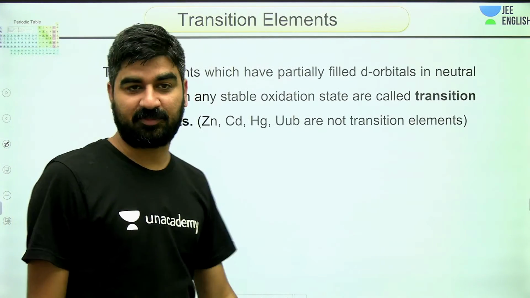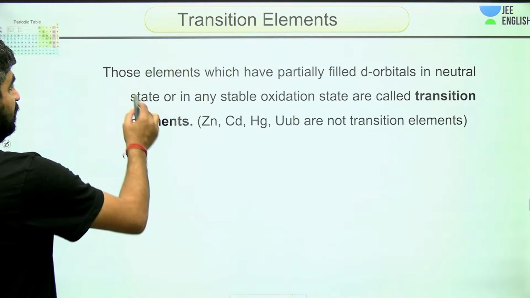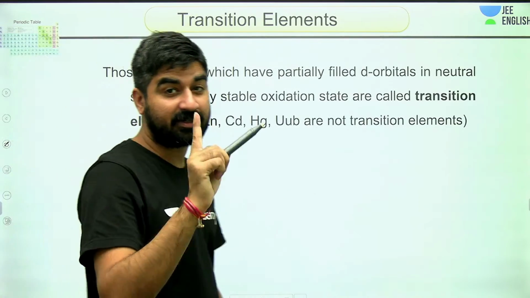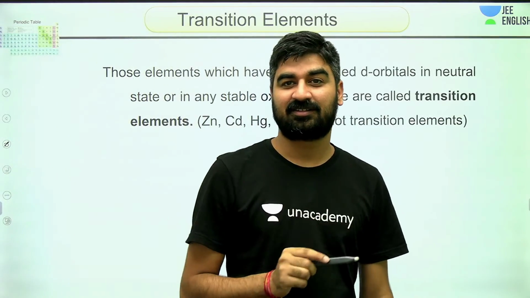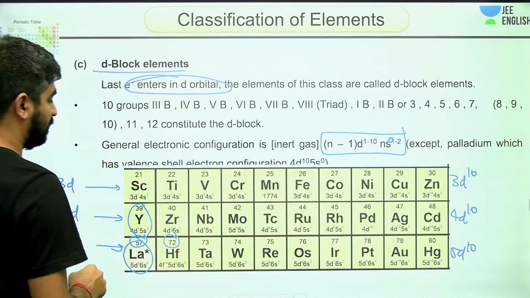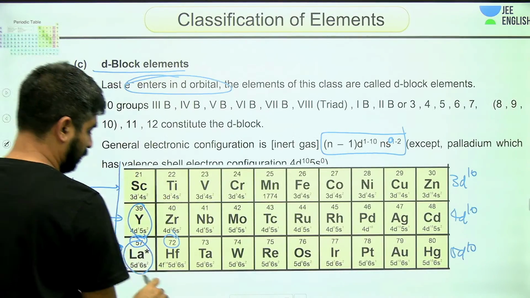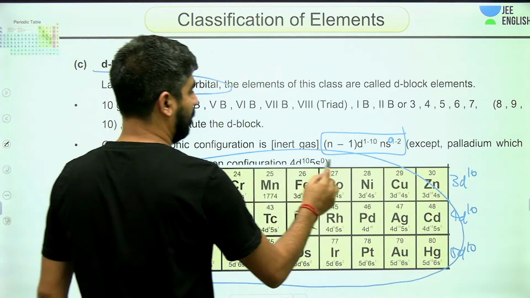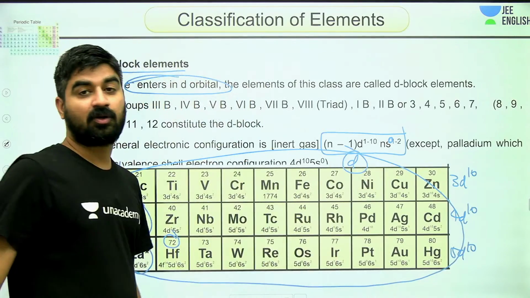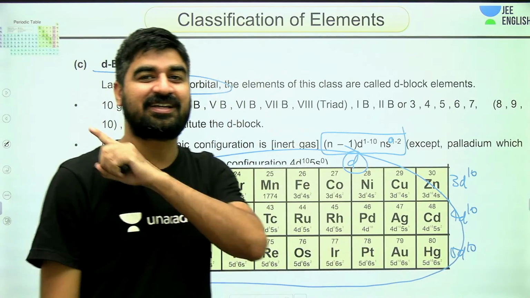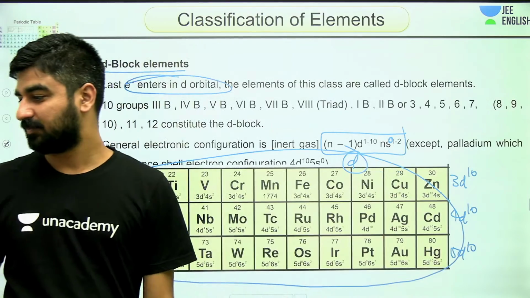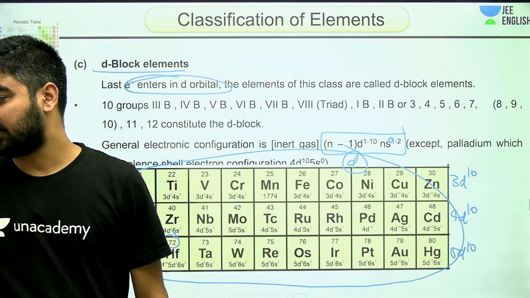What are transition elements? So d block elements and transition elements are different. Now I will tell you that all these are d block. Why? Because their last electron is entering into the d orbital. So they are all d block elements.